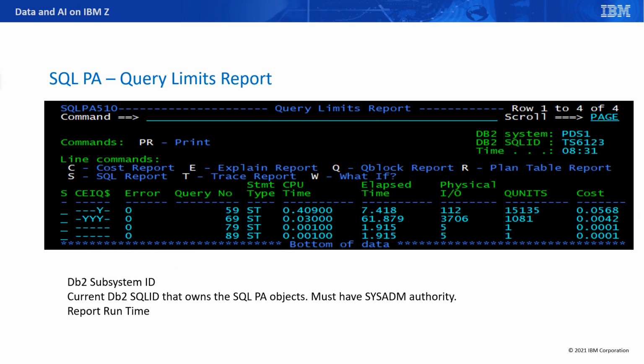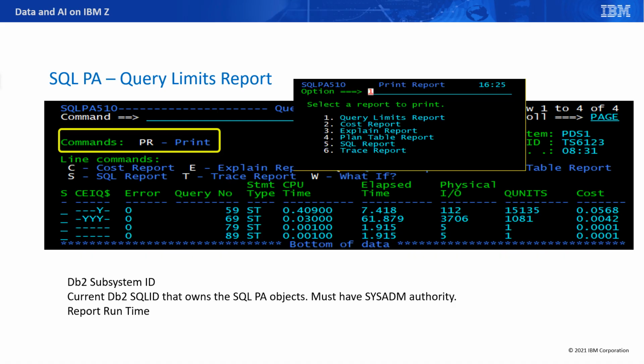In the upper right, the DB2 System ID is displayed. Below that is the DB2 User ID, which is used to customize SQLPA. This ID owns the SQLPA objects that are created for the customization and must have sysadmin authority. You can change the DB2 SQL authorization ID using menu options 3.2. Following the SQL ID is the time the Query Limits Report was generated. You can enter the PR command to print one of the listed reports.